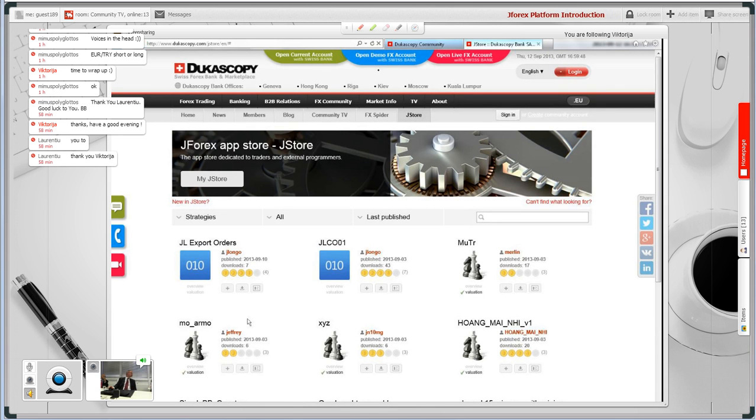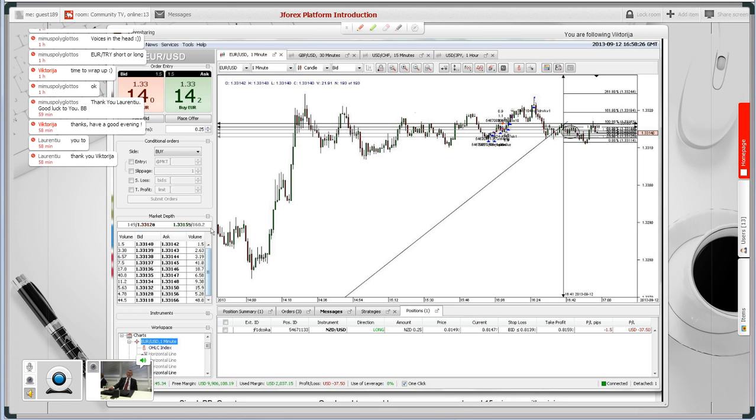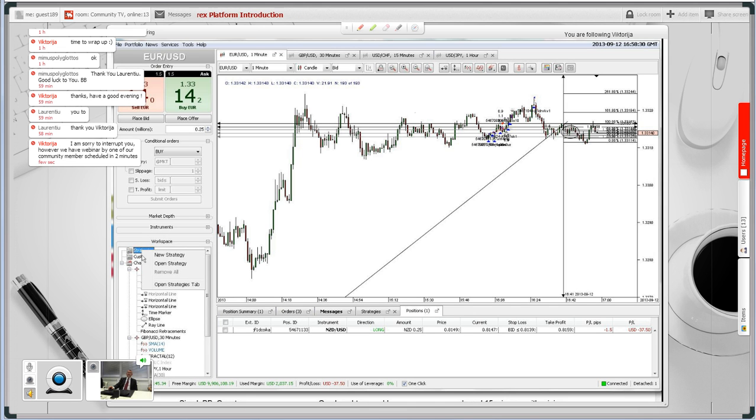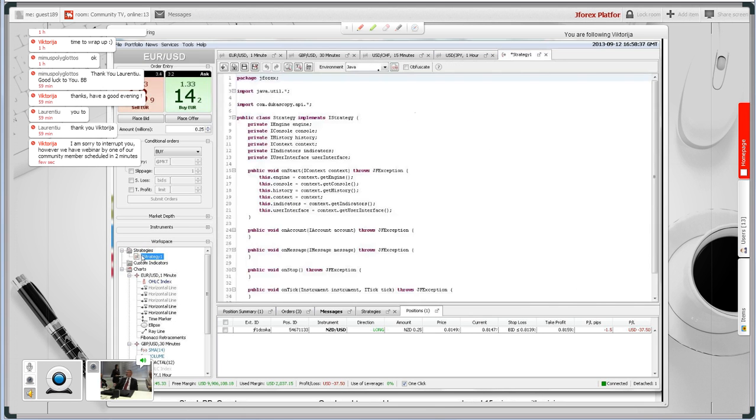How do you integrate them into your trading position? How do you open them? So first you have to download each of the strategies. And once you are in the platform, in the workspace zone, you have the strategies. And here you can either create a strategy, or you can open a strategy. So the one you have created and saved in another file, or one that you have downloaded from the JStore. Use it.